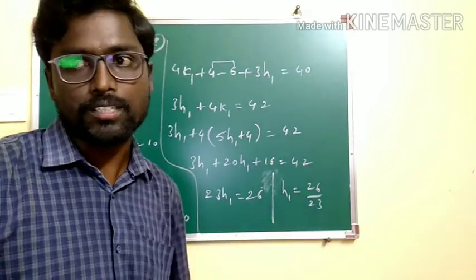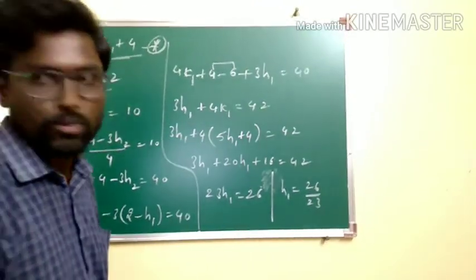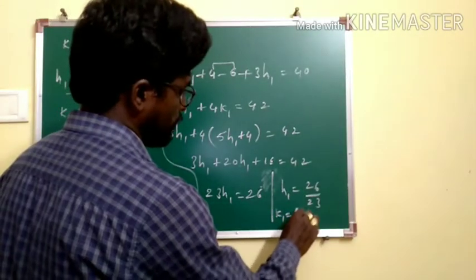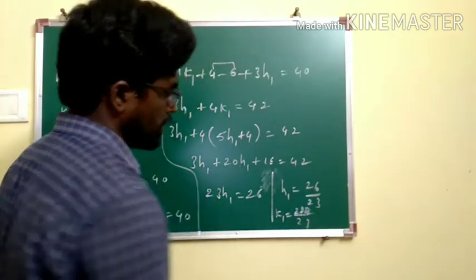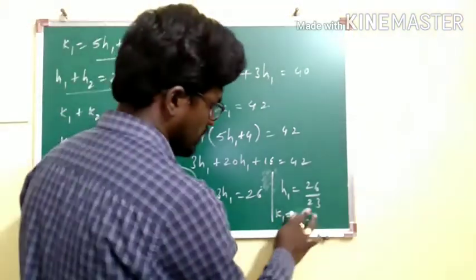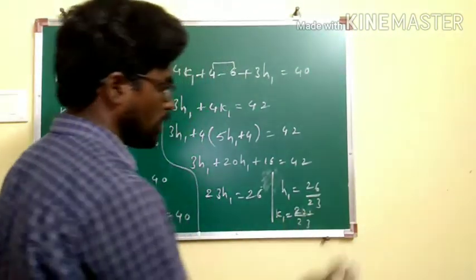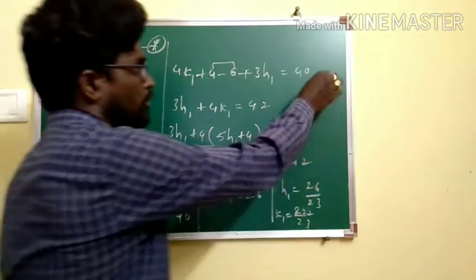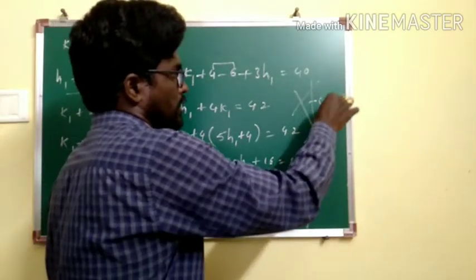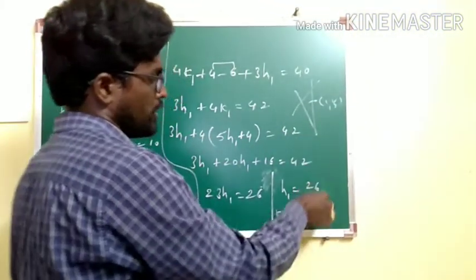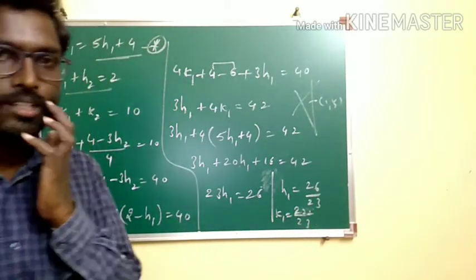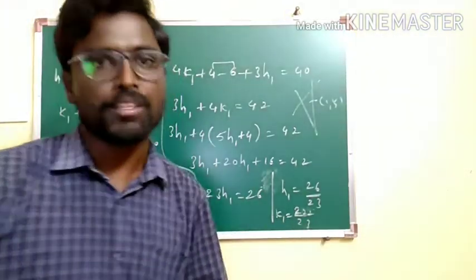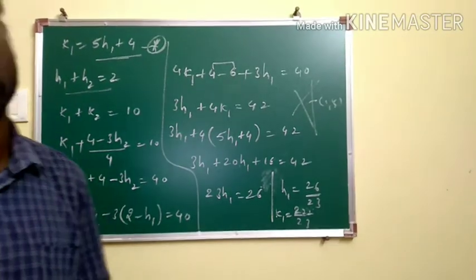One is h1, 26 by 23. If you solve for k1, you will get 222 by 23. You just solve it, you will get it. What is k1? 222 by 23. Now you know already that the line is passing through which two coordinates? One is 1 comma 5, the other one is 26 by 23 comma 222 by 23. Two points you already have, so using y minus y1 equal to m into x minus x1, you can get the equation of the line.